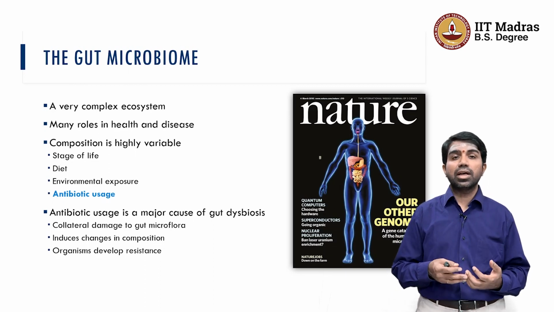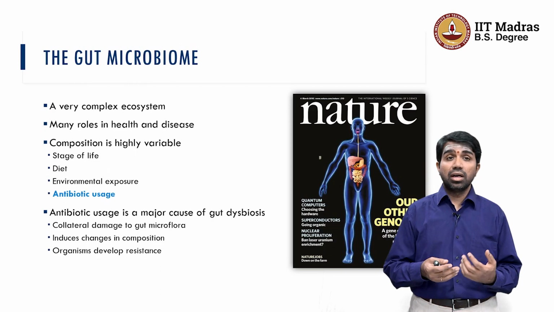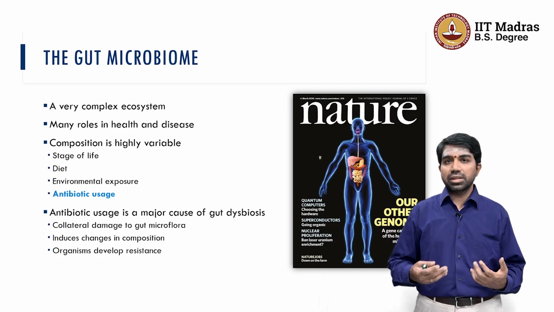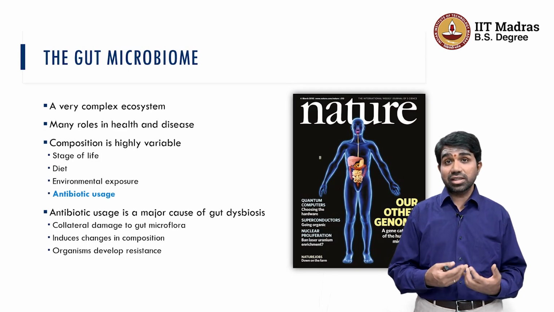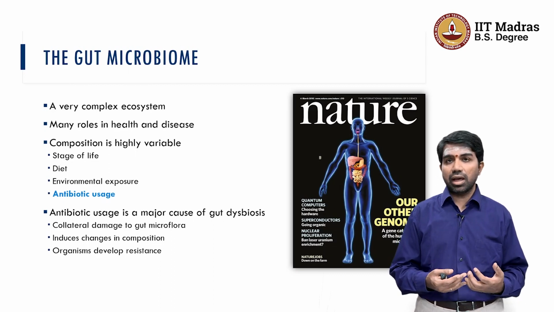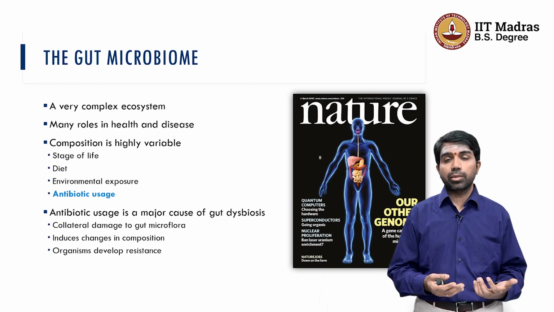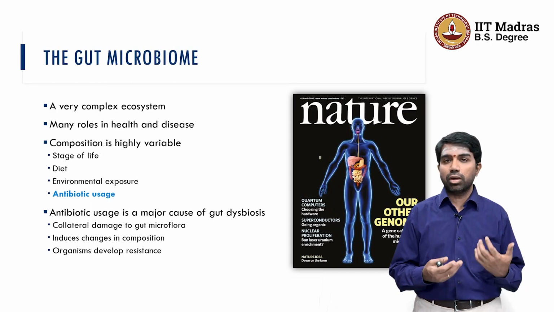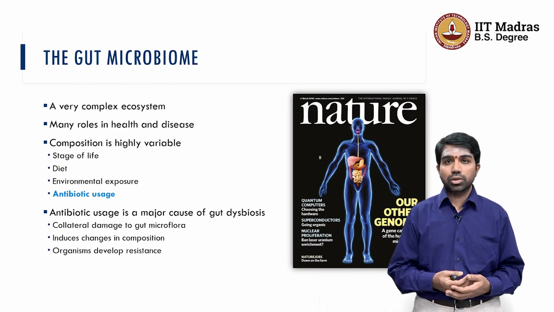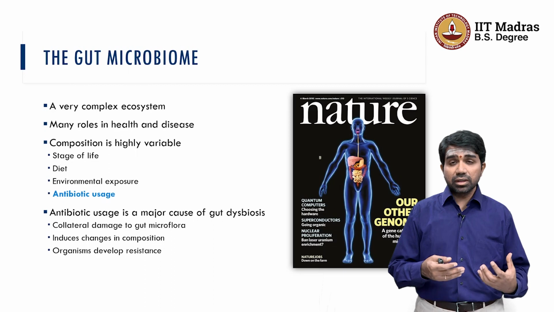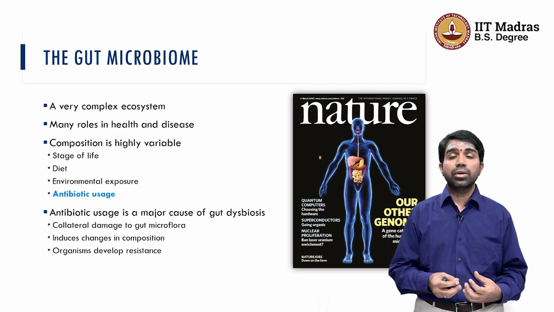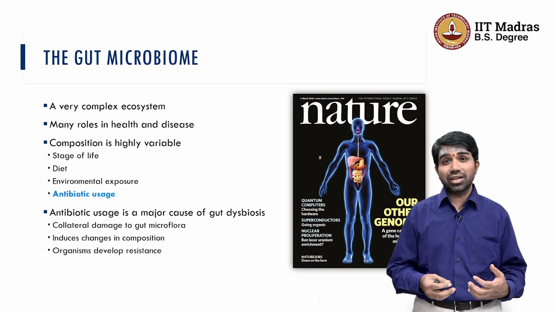It depends upon the stage of life, diet, environmental exposure, antibiotic usage and so on. And antibiotic resistance is a hidden pandemic that has emerged for various reasons: A, because there is a lot of abuse of antibiotics, and B, because microbes are really smart, they evolve very fast and acquire resistance as soon as they are exposed to a new antibiotic. But these are major challenges that we need to counter, and to counter these we need to understand a little bit more about what the microbes in the gut are and how they interact with each other and so on.